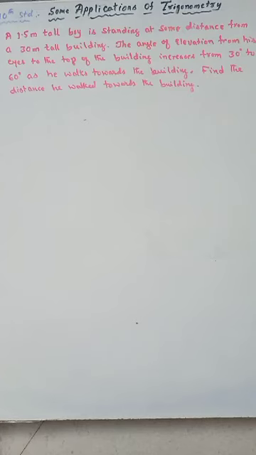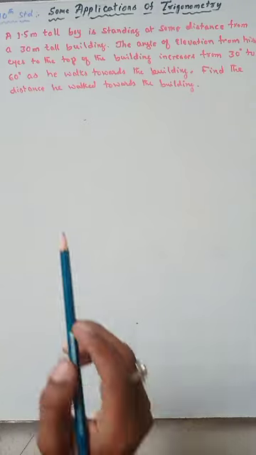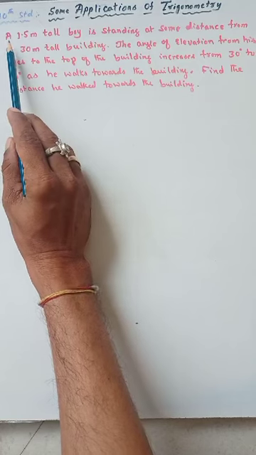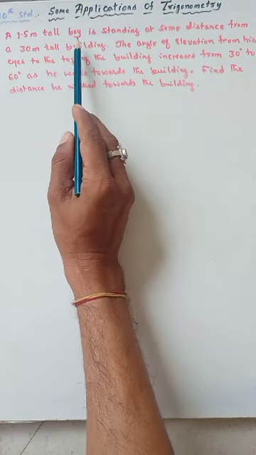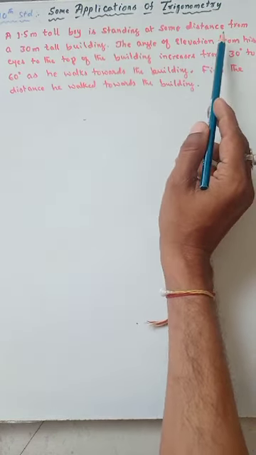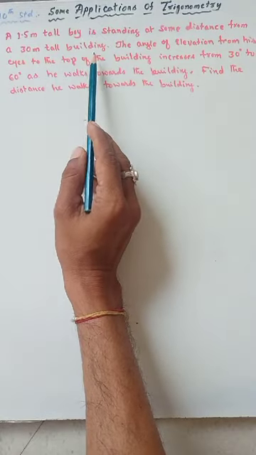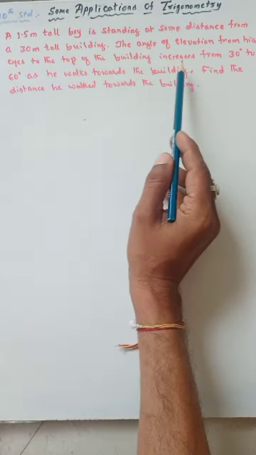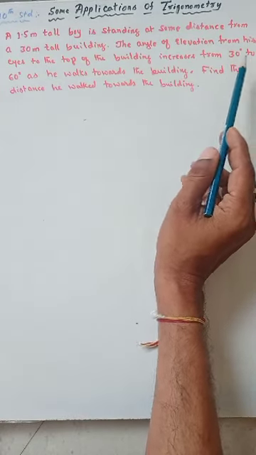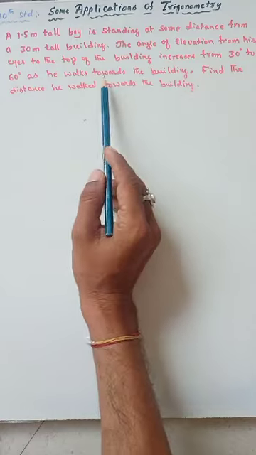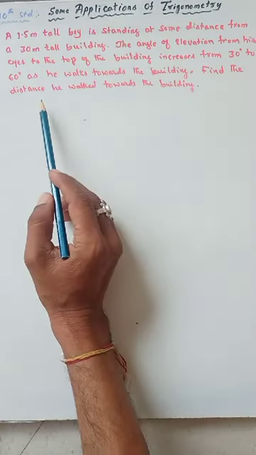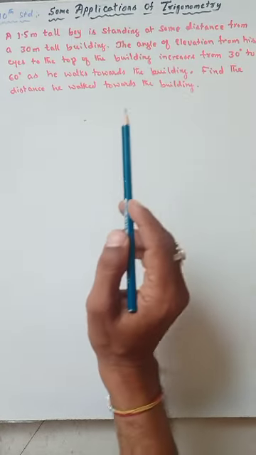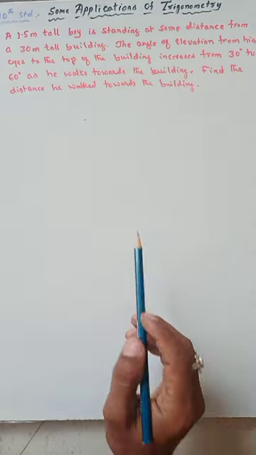For a better understanding, let us take one problem based on this application of trigonometry. A 1.5 meter tall boy is standing at some distance from a 30 meter tall building. The angle of elevation from his eyes to the top of the building increases from 30 degree to 60 degree as he walks towards the building. Find the distance he walked towards the building. That we have to find here.